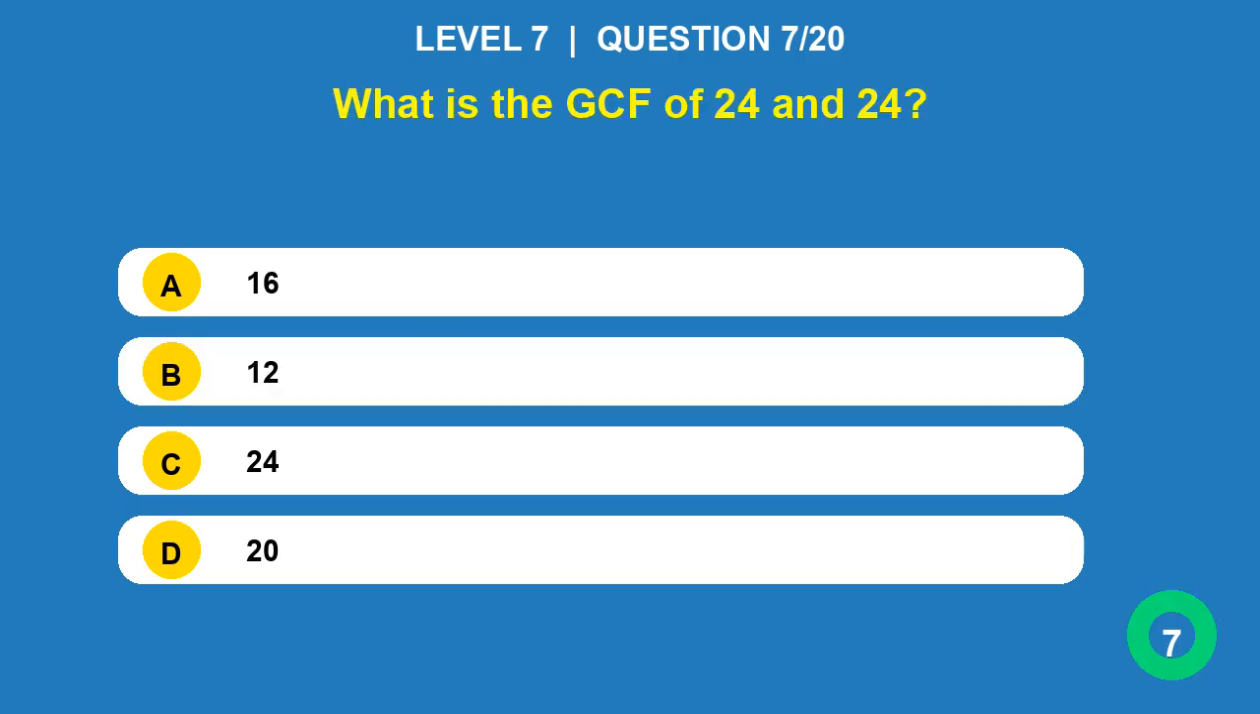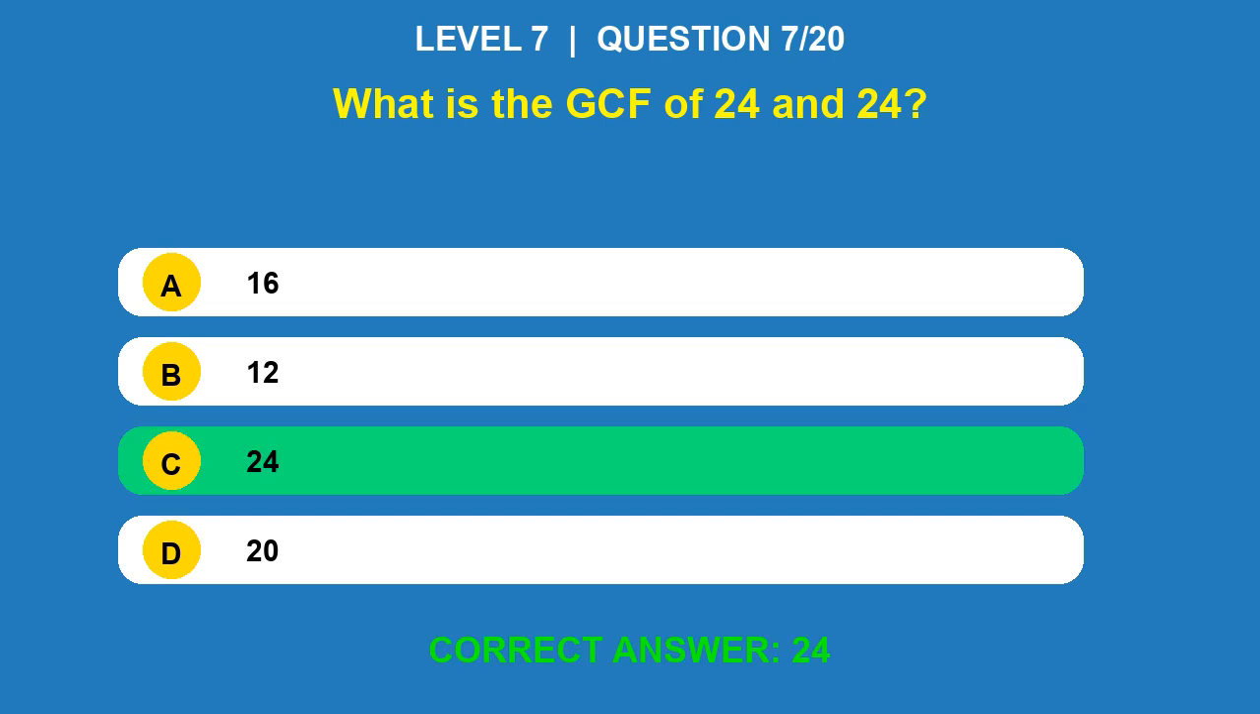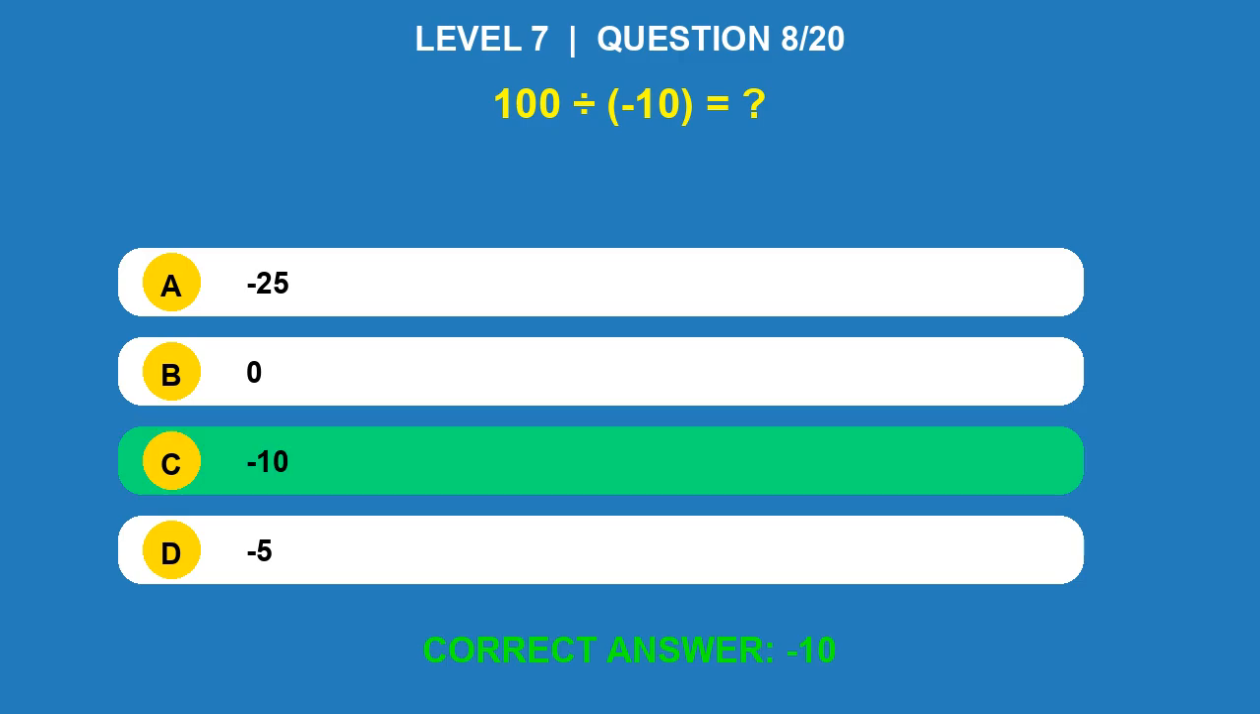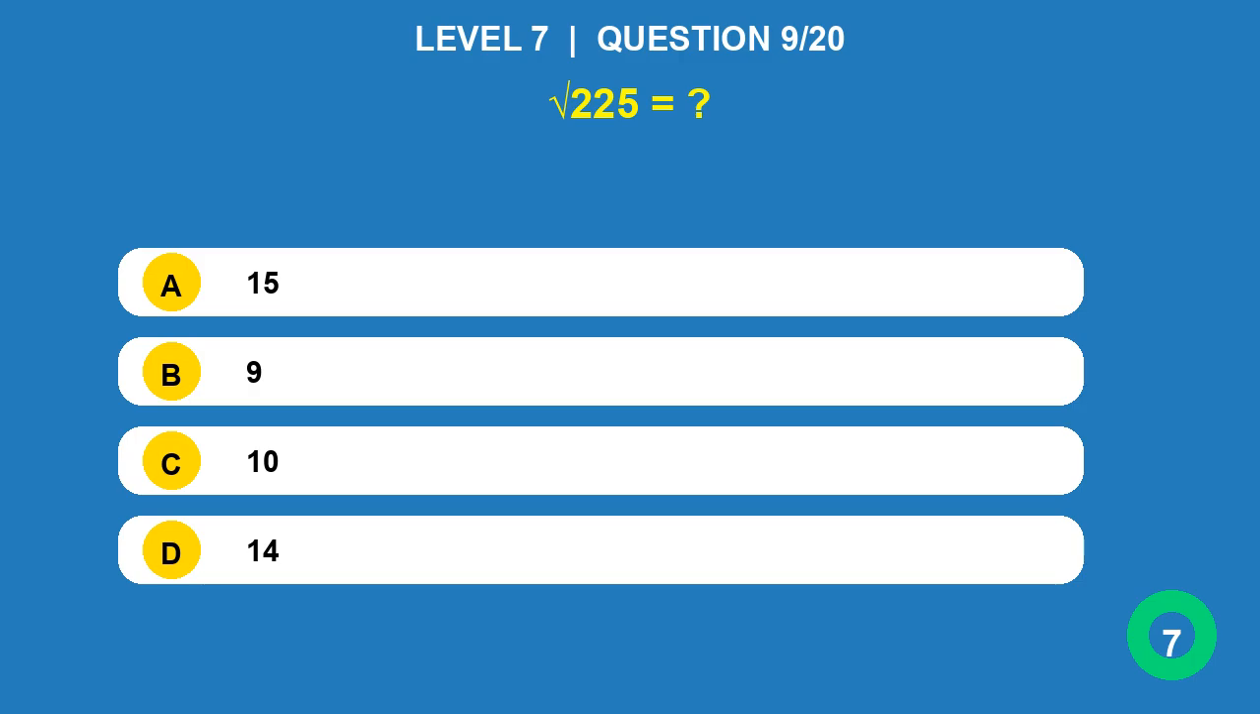What is the GCF of 24 and 24? Answer is 24. 100 divided by minus 10 equals? Answer is minus 10. Square root 225 equals? Answer is 15.